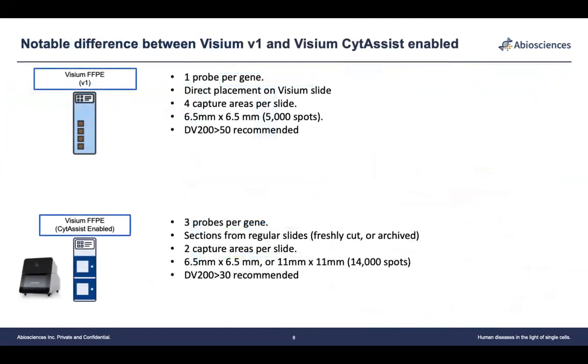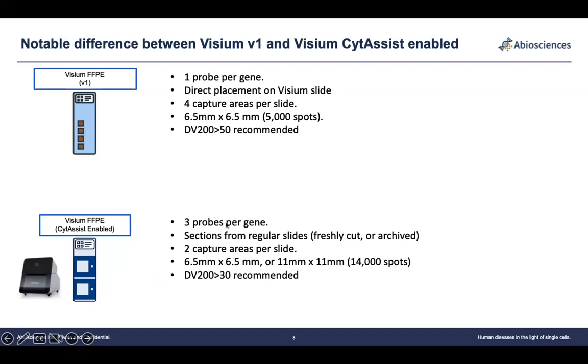The notable differences between Visium V1 and CytAssist are illustrated here. For V1, there's only one probe per gene. With CytAssist, there are three probes per gene. For Visium V1, it's a direct placement on the Visium slide, but for CytAssist, we are utilizing sections from a regular slide, and this can be either freshly cut or archived slides. In V1, there are four capture areas per slide, but for CytAssist, there are only two capture areas per slide.